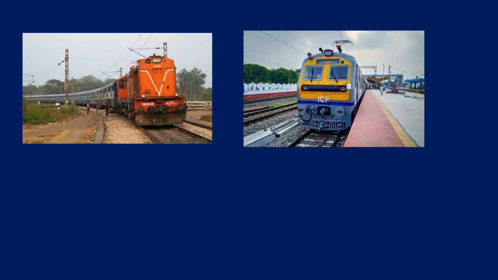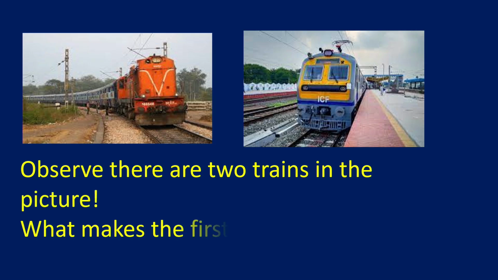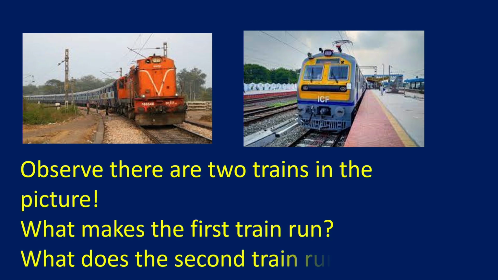Dear children, have you seen these two pictures? In the first picture, one train is moving. This train is running due to diesel. Here it is a diesel engine. Observe the second picture now. In this picture, the train is moving with the help of electricity. Now you can see a rod attached to the electric wires. Observe, there are two trains in the picture. What makes the first train run? What does the second train run on? The first train runs by diesel and the second train runs by electricity.